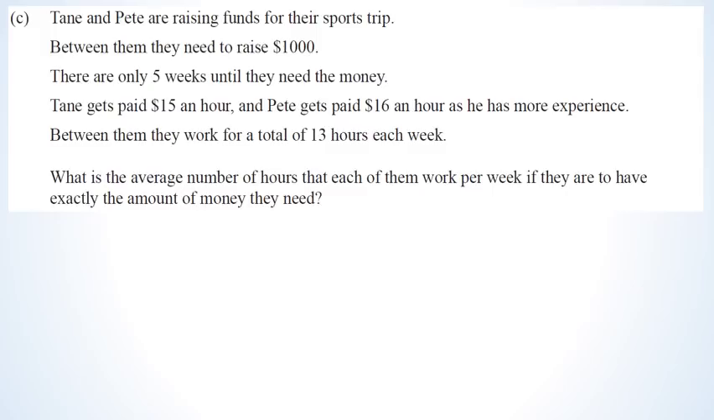So what do we have? Tane gets paid $15 an hour. Pete gets $16 an hour. Between them, they work for a total of 13 hours a week. What's the average number of hours that each of them works per week if they are to have exactly the amount they need?